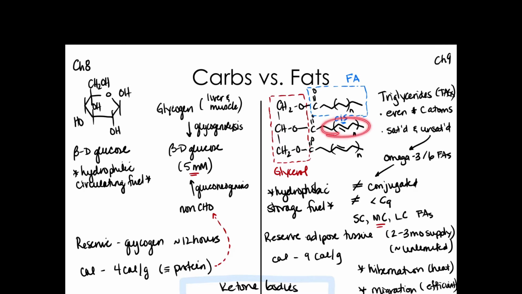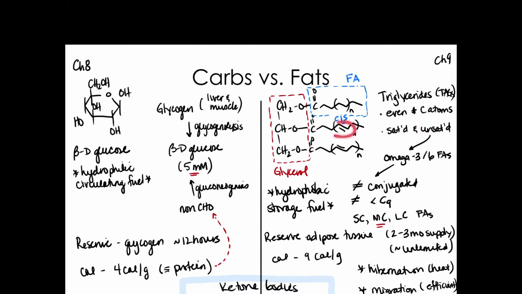I'm fine if we draw them looking like they are trans because that's way easier to draw. But remember that we have the cis configuration for almost all of our naturally occurring fatty acids. When we talk about how many carbon atoms we have there, most of the naturally occurring fatty acids that we will encounter will have even numbers of carbon atoms. When we talk about them being saturated, that's what we have shown up here, a saturated fatty acid.